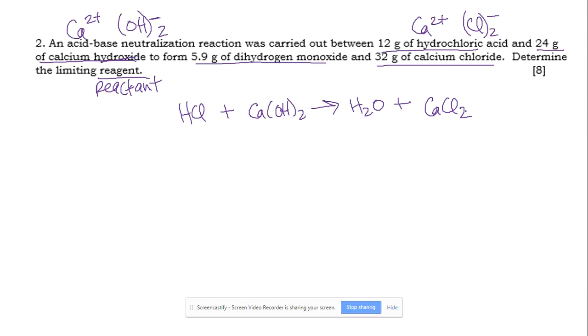Now I need to balance. I have 2 chlorines here, only 1 here. So I need a 2, at least for now, in front of the hydrochloric acid. And I've got 1, 2, 3, 4 hydrogens, but only 2 over here. I'm going to put 2 there. I have 2 oxygens. And happily, I have 2 oxygens, 1 calcium, 1 calcium. I have a balanced equation.